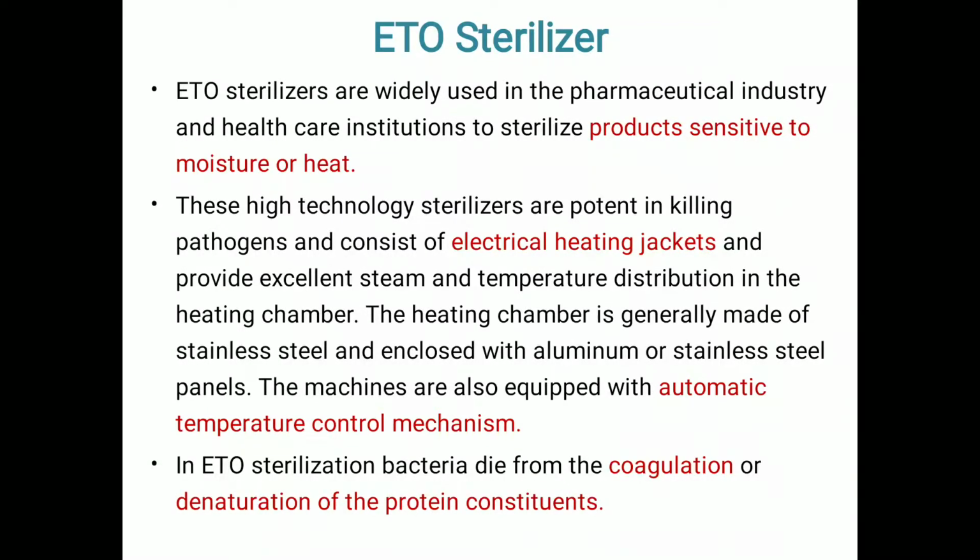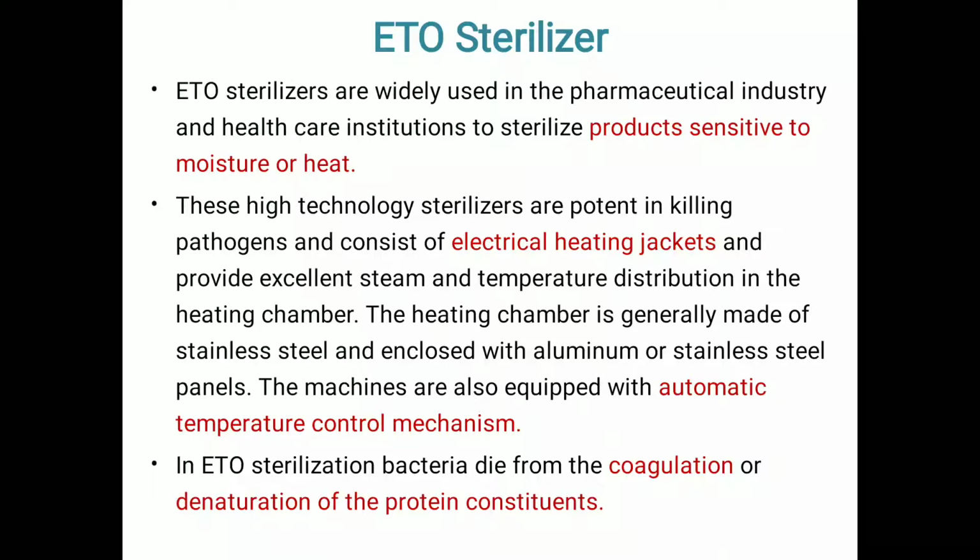Then the next one is the ETO sterilizer, that is the ethylene oxide sterilizer. Ethylene oxide sterilizers are most widely used in the pharmaceutical industries and healthcare institutions to sterilize products which are sensitive to moisture as well as heat. Ethylene oxide is one of the gases that we already discussed. That is a kind of gaseous sterilization.